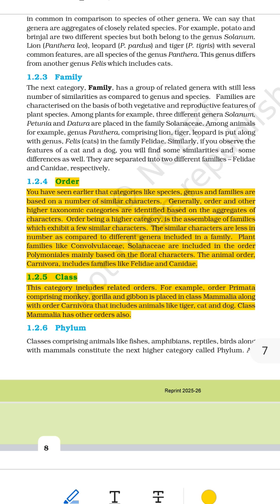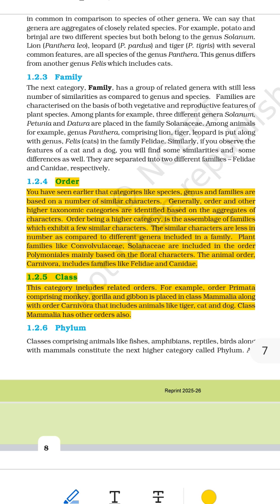Assemblage means a group brought together. Families equals collections of genera, plural of genus. Exhibit equals show or have. Similar characters equals similar traits or features, like number of legs, flower type, teeth, etc. Simple meaning: an order is a group of different families that still share some features.